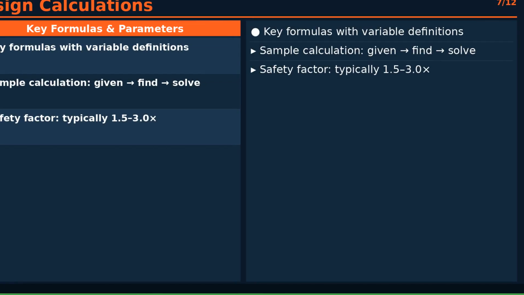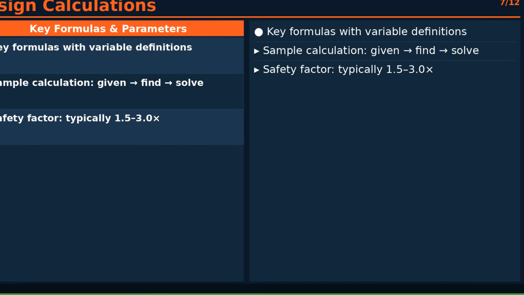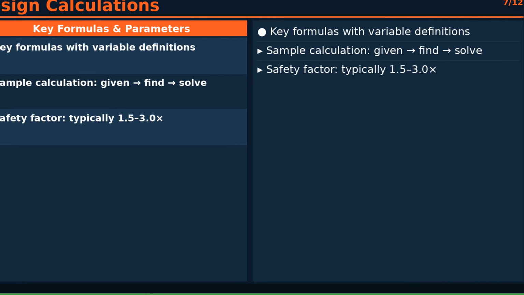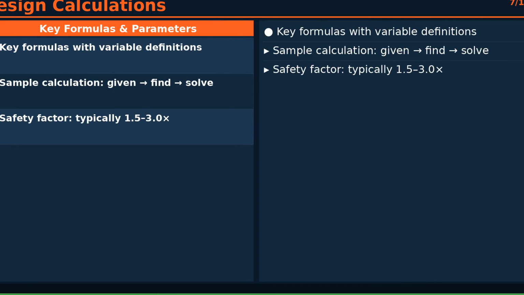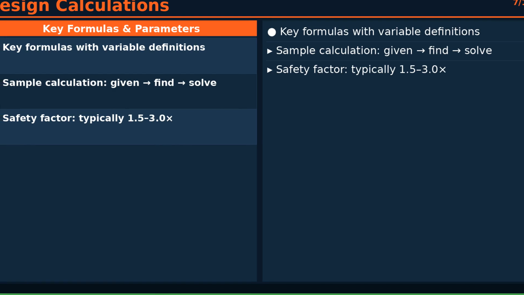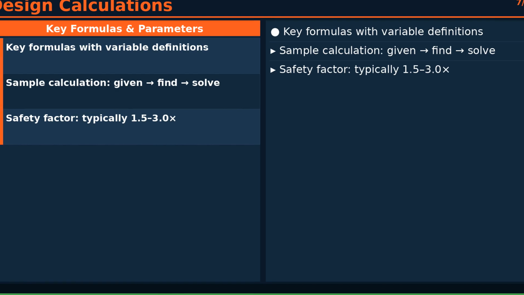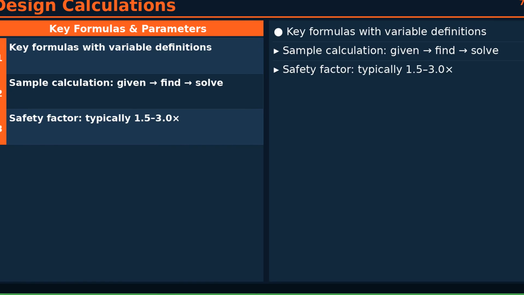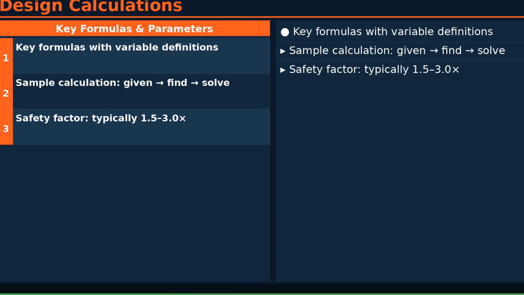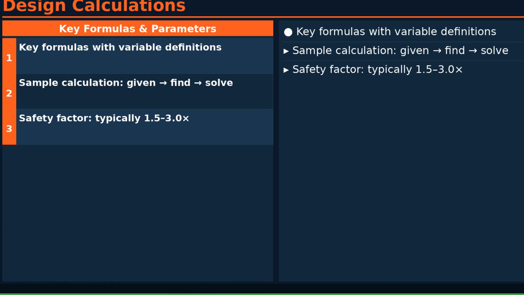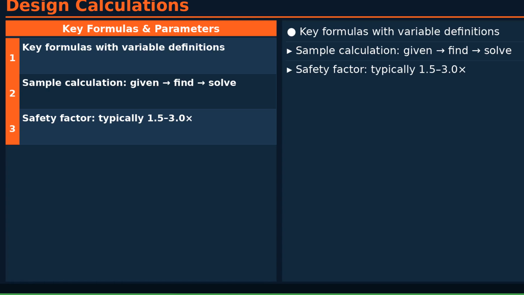Design calculations for CNC milling machine working principle require applying fundamental formulas with correct parameter values. A worked example clarifies how to substitute known values and solve for the required quantity. Always apply a safety factor of 1.5 to 3.0 as per applicable engineering standards.